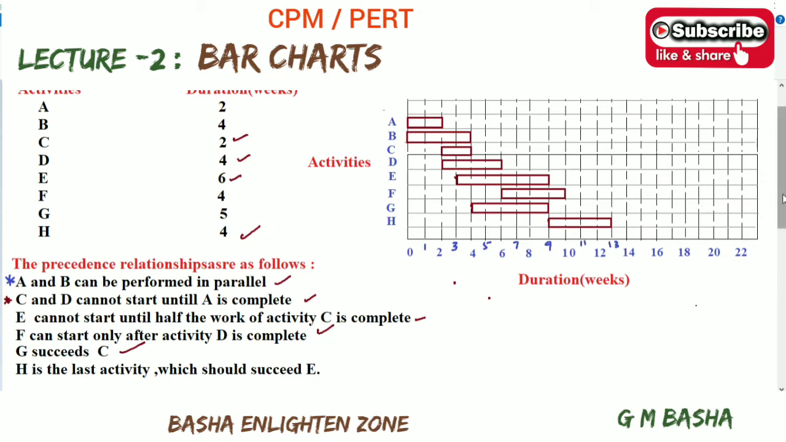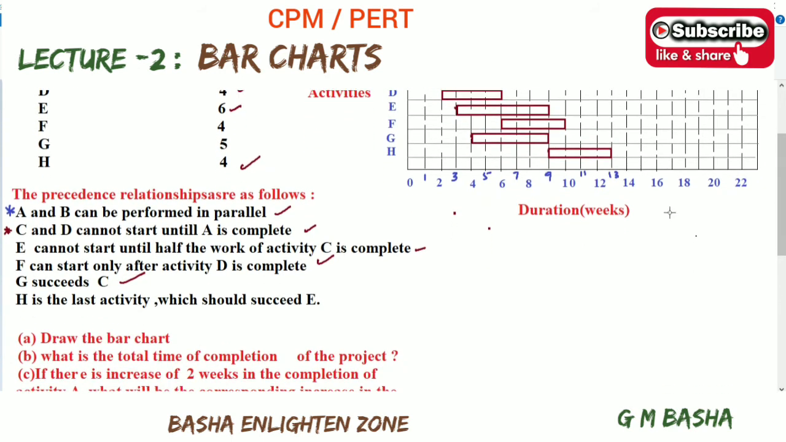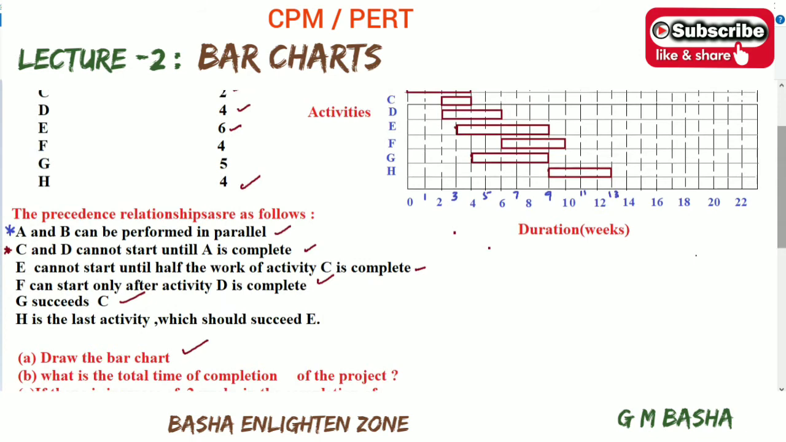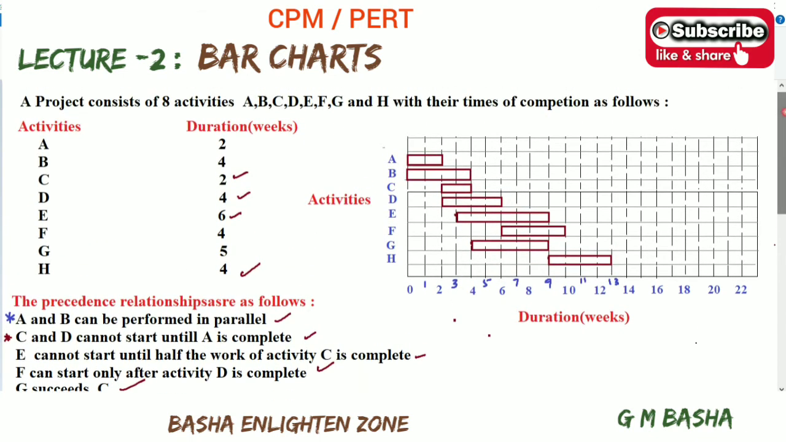So according to your question, draw the bar charts. So this is the bar chart. Your first question will be completed. Based on the given relationships, we have to draw these bar charts. So this is your first one. The answer will be completed. And what about this B?